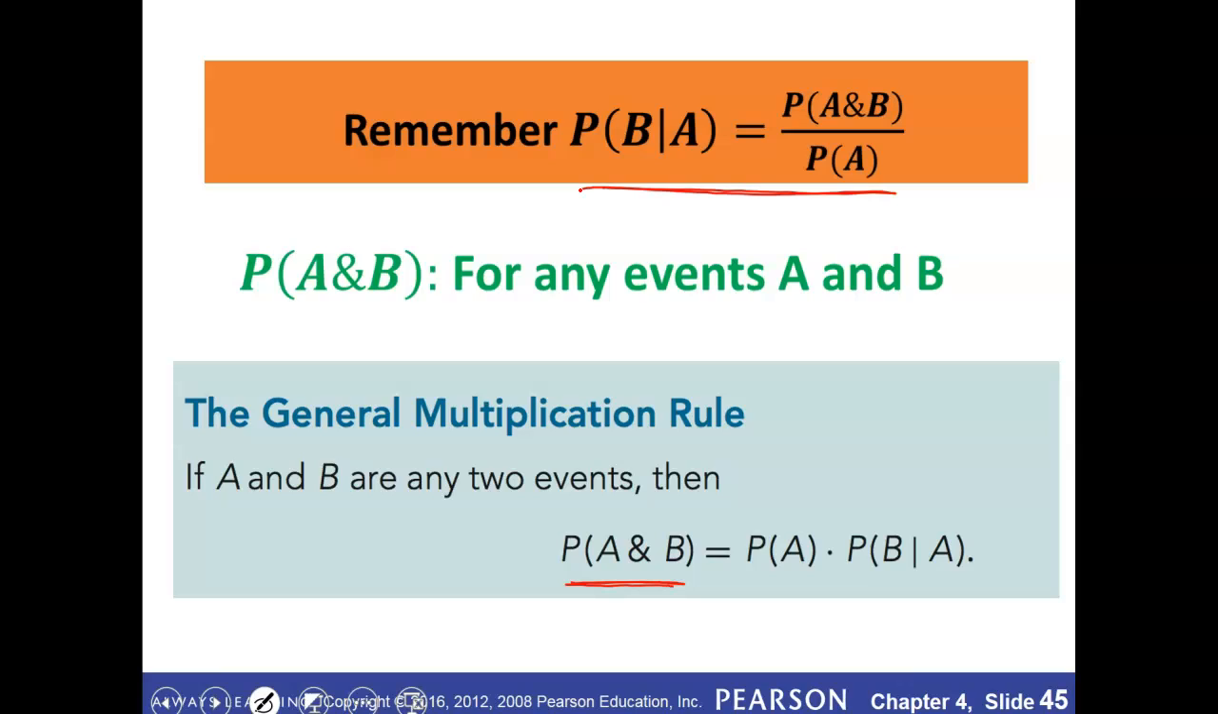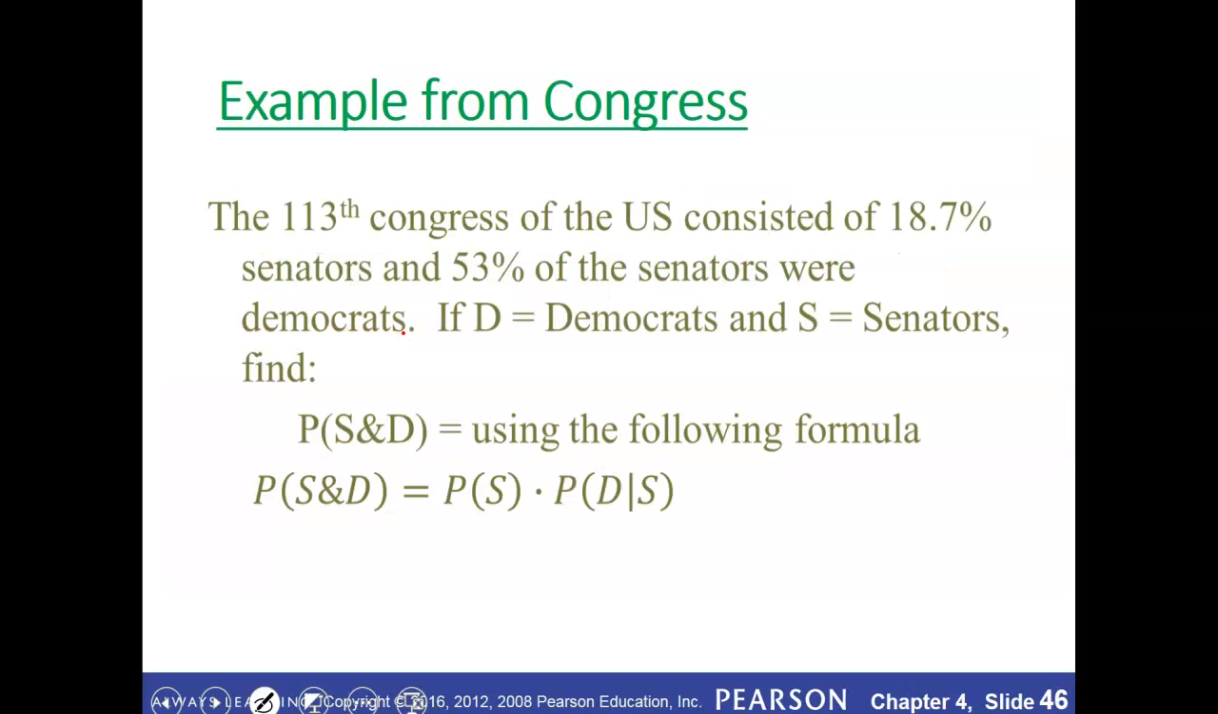So here we have the general multiplication rule. If we have two events and we want to know the probability of both of them happening at the same time, we're going to take the probability of A and the probability of B given A and multiply those two events together. Let's get a better idea of what we're talking about here.